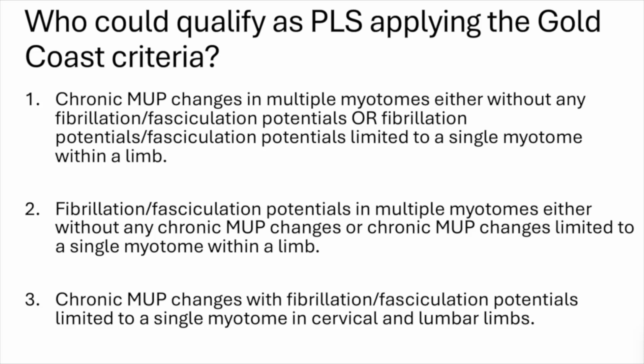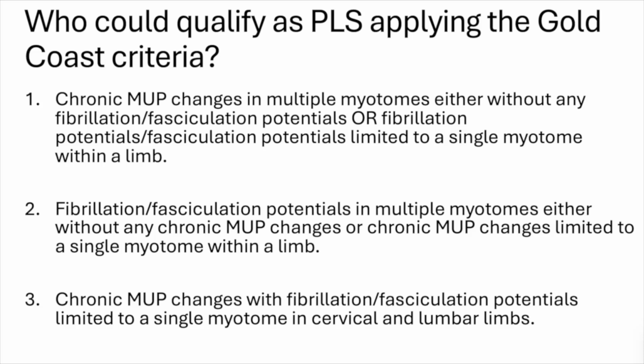One, for example, is if you took this approach, then if you had chronic motor unit potential changes in a fairly widespread distribution, but only had fibrillations or fasciculations in a single myotome in any one limb, that would qualify. Otherwise, if there were fibrillations or fasciculation potentials in multiple myotomes or more widespread, but this was not associated with chronic motor unit potential changes, that would qualify. Or the scenario where you had motor unit potential changes in multiple limbs, with or without fibrillation and fasciculation potentials, that would qualify.